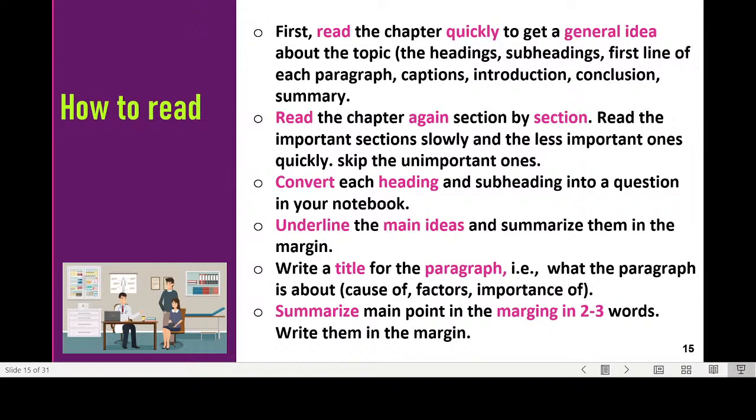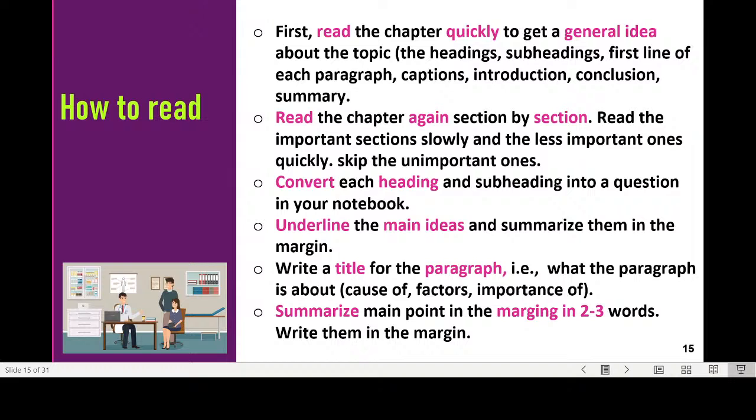The first time we read, we need to skim to get a general idea about the topic. So when we skim, what do we look at? We look at the headings, the subheadings, the first line. We read the first line of each paragraph. We read the captions under the pictures or graphs in the text. We read the introduction, the conclusion, or the summary.